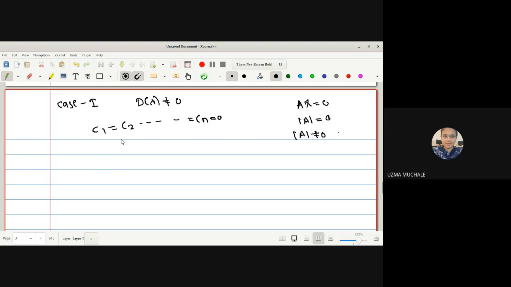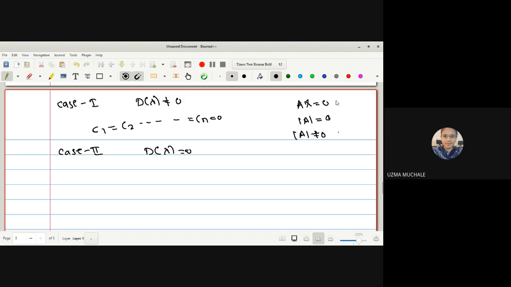Now, we are not much interested in a zero solution. If C1, C2, C3 up to Cn are 0, we are not much interested in the trivial solution. Right? So for that, we can go for case 2. What will be our case 2? If D lambda is equal to 0. If D lambda is equal to 0, what does it mean? The value of this determinant is equal to 0.